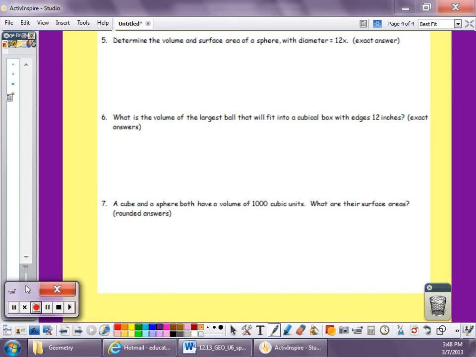Volume and surface area of a sphere with diameter 12x. So volume of a sphere is 4/3 pi r cubed, and surface area is 4 pi r squared. So what do I need to find? The radius. All right, now I have the diameter.